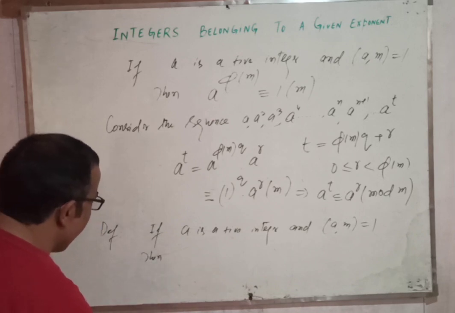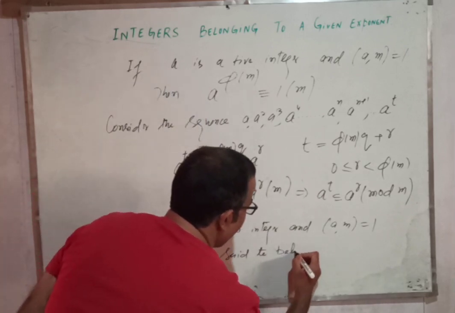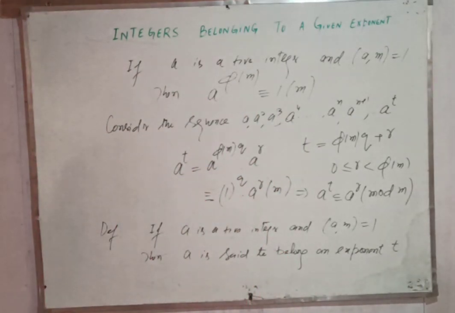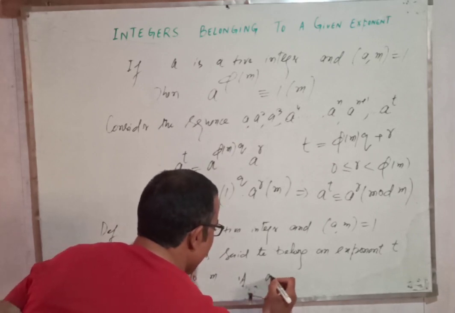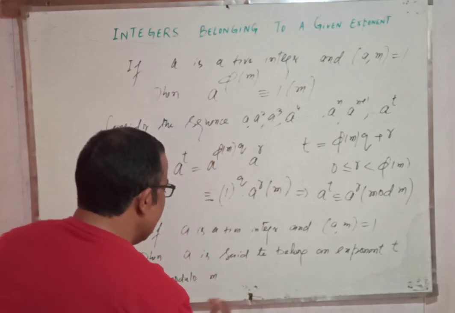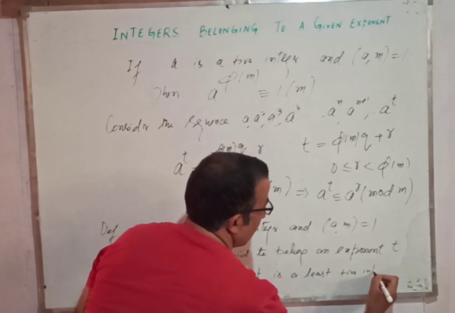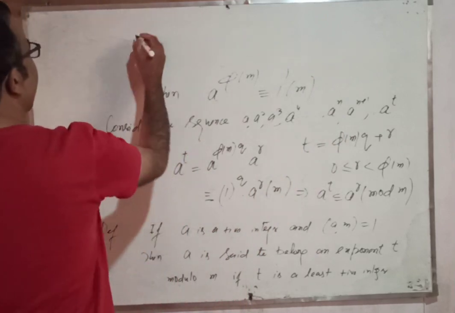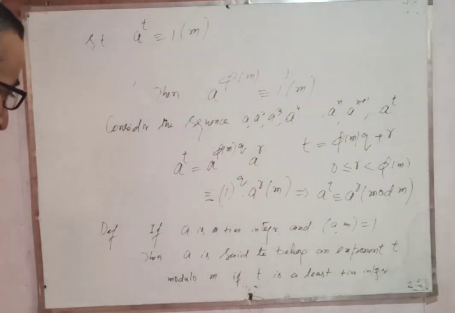then a is said to belong to an exponent t modulo m if a power t is congruent to 1 mod m, or you can say if t is a least positive integer such that a power t is congruent to 1 mod m. So t must be a least positive integer.